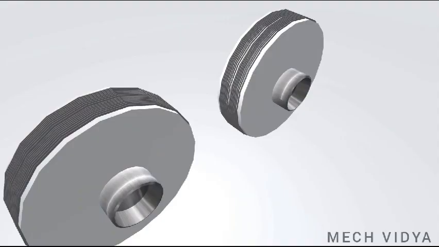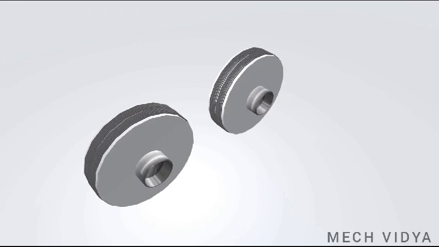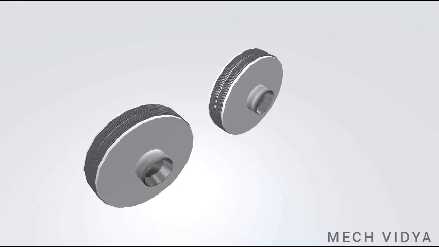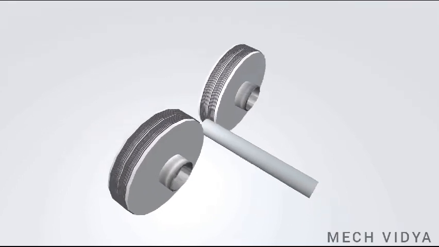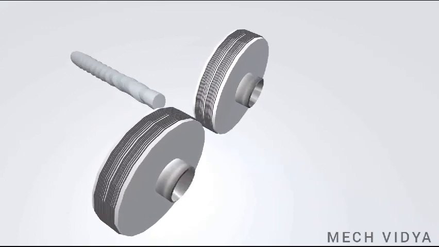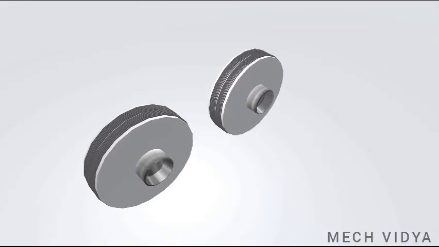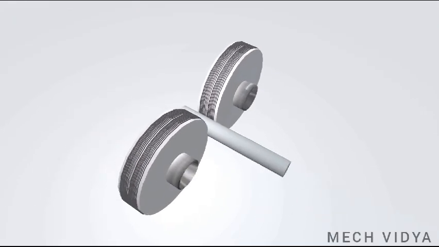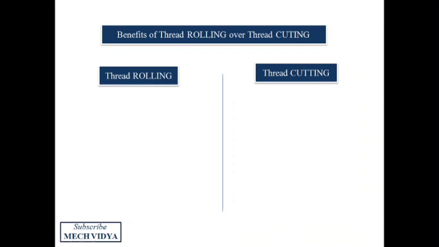Now, let us try to understand this mechanism with the help of a simple animation. So here you can see there are two rollers and the workpiece is inserted in between them, and when the workpiece comes out from the other end, threads are generated on this plain workpiece due to the pressure from both these rolls.